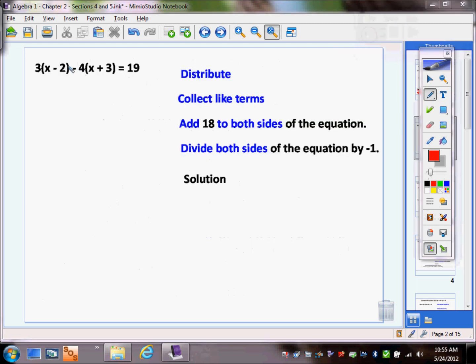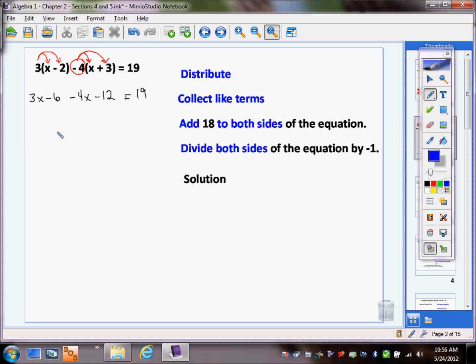Another one, we have 2 sets of parentheses, so I'm going to have 2 distributions. I'm going to distribute in the 3, and then see how this is minus 4? That negative has to stay with the 4, so I'm actually going to be multiplying each of these by negative 4. So don't leave that negative behind. That's really important. So I get 3x minus 6, and then I get negative 4x minus 12, because negative 4 times positive 3 is negative 12.